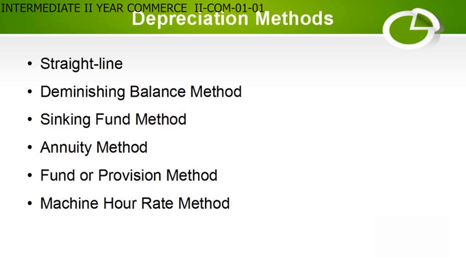And the calculation of depreciation can be done in many methods. The first one is fixed installment method, the second is diminishing balance method, the third is sinking fund method, the fourth is annuity method, the fifth is depreciation fund or provision method, and the next one is machine hour rate method. These are the various methods in the calculation of depreciation.